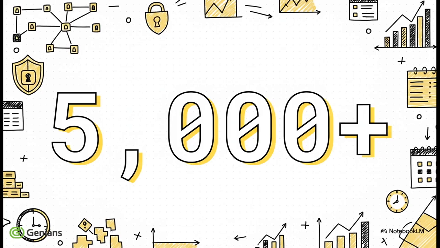Well, it's based on data from real-world Genian NAC deployments. We're talking about more than 5,000 organizations over a span of 21 years. That's the foundation for the patterns we're about to see.